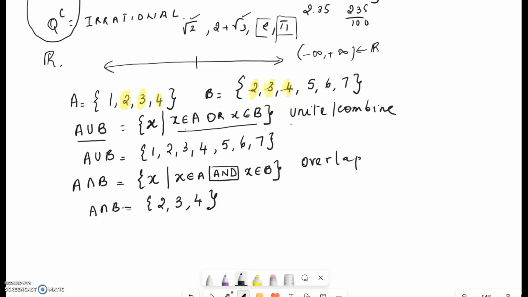So when you unite or combine, so that's U, write down all the elements in both the sets without repetition. Everything has to be included. A intersection B is just the overlap. It's the intersection or the overlap.